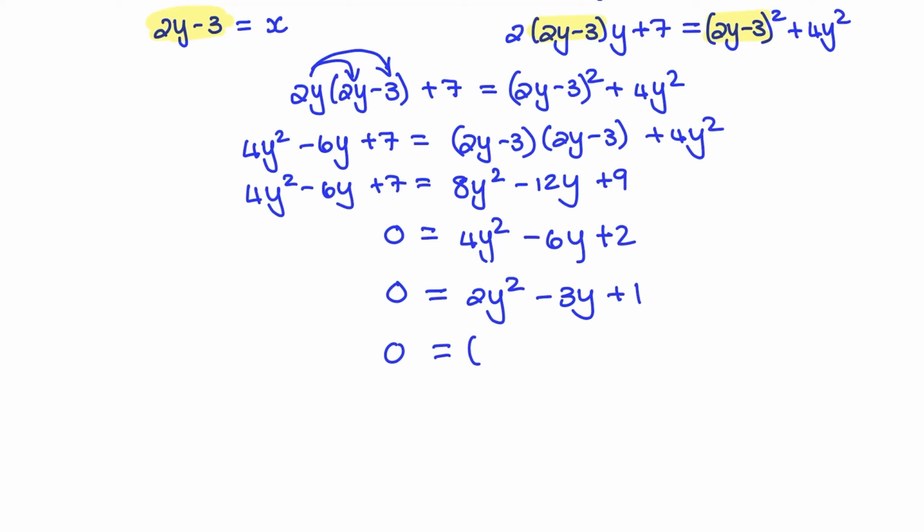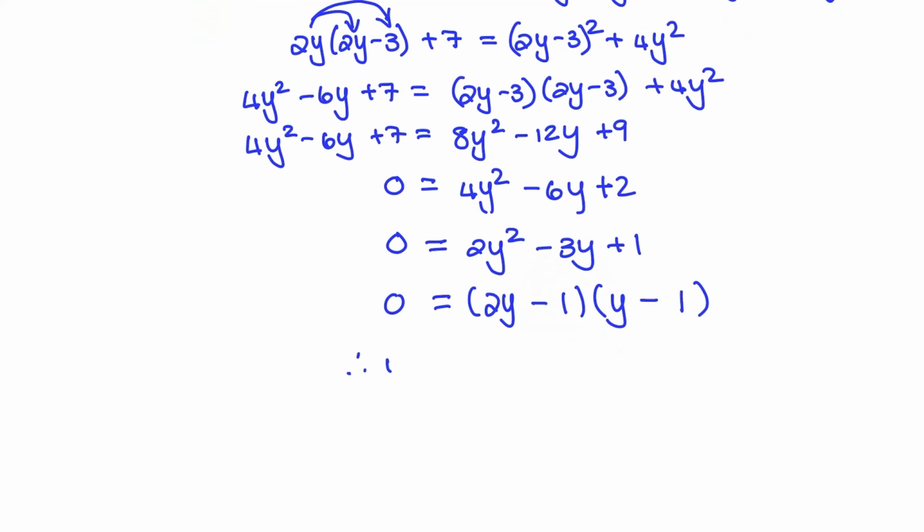And now if I factorize, I have 2y in my first bracket, y in my second bracket, and 1 as my constant second term in each bracket. Also, the signs would both be negative because I need to create a middle term of negative 3y. Therefore, y is equal to a half, or y is equal to plus 1.